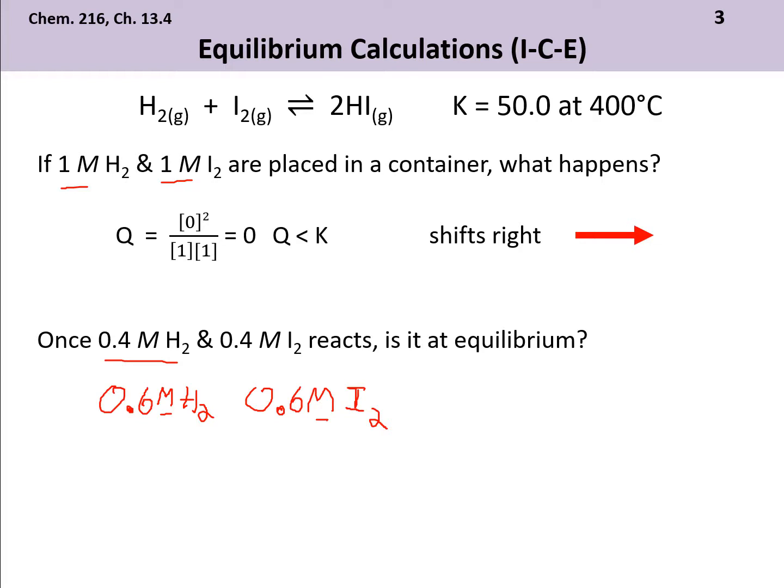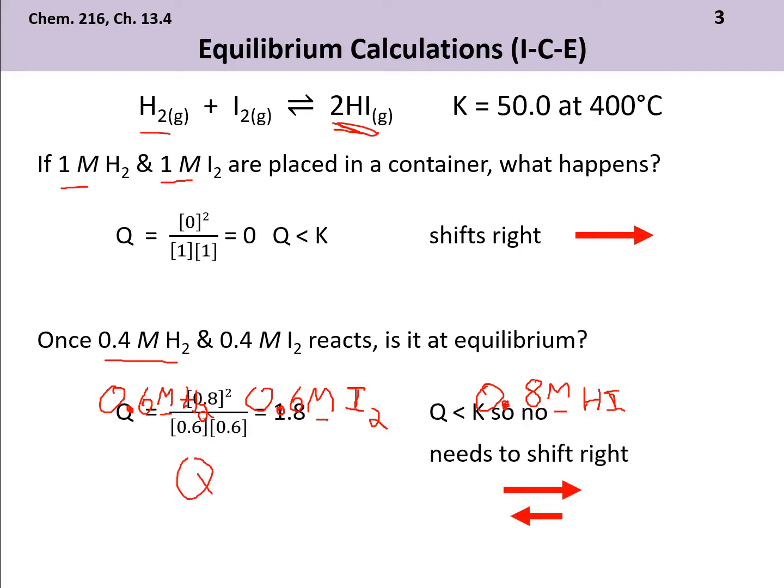So if I have 0.4 molar of my H2 reacting, how much HI do I form? I'm going to form 0.8 molar HI. Okay? This is stoichiometry. I can say that for every 1 molar of H2, I form 2 molar of this. All right, so now let's go ahead and plug these in for my Q.